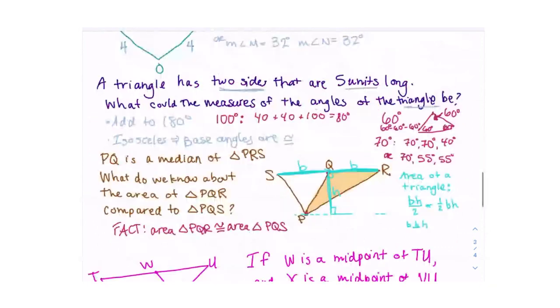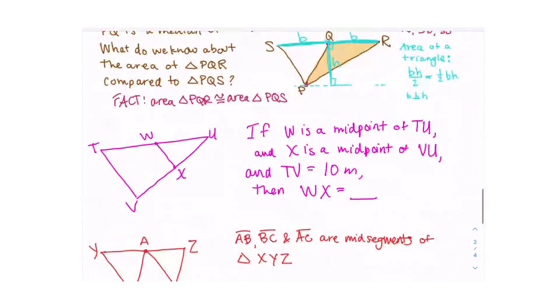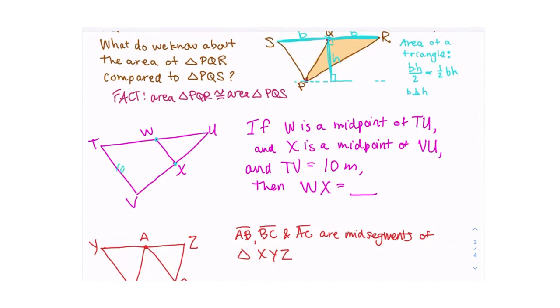So here's the question with it. If W is a midpoint of TU and X is a midpoint of VU and TV is 10 meters, how long is WX? Even though, honestly, this does not look like it, but it's true. Yeah, it's 5 meters. So this is the whole, and this one was the half. So that's why it was half of 10, which is indeed 5.